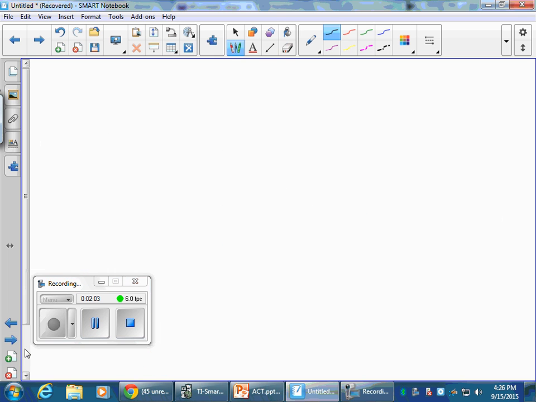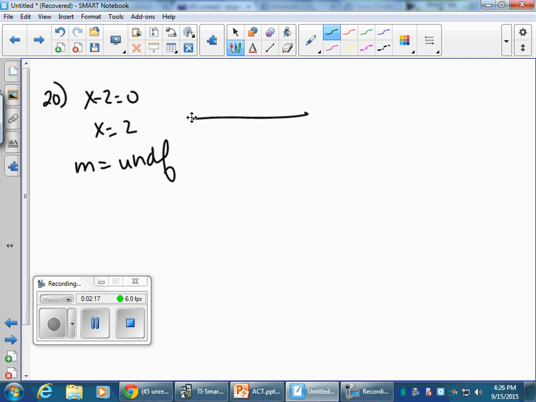Number 20 is x minus 2 is equal to 0. And if you remember your notes from the other day, this ends up being x equals 2. So the slope of this line is undefined. It's actually, if you think about on a graph, x equals 2 would be here going up and down. That would be x is equal to 2. So the slope is undefined because it's a vertical line and there is no y-intercept. Vertical lines don't have y-intercepts. So that's number 20.